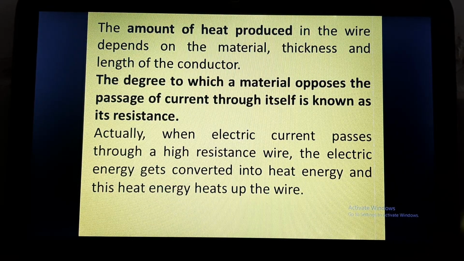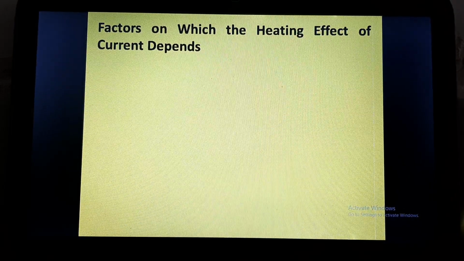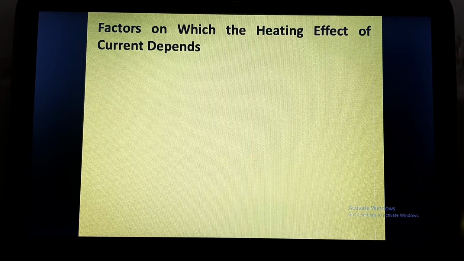When electric current passes through a high resistance wire, so if the material is such that it is creating high resistance, the electrical energy gets converted into heat energy. And this heat energy heats up the wire and causes the heating effect of electric current.